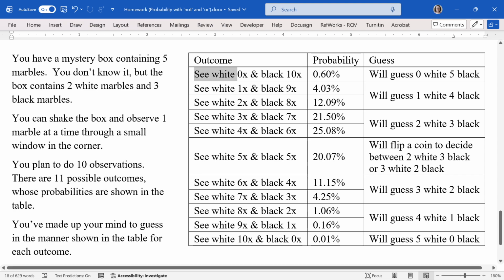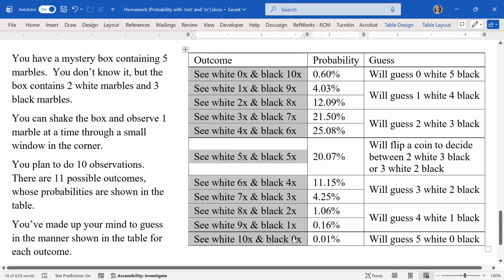Out of those 10 times, you could see white none, 0 times, and see black 10 times. That's possible. I mean, there are white marbles in there, but it's possible that you just randomly don't see those ones. Or you could see white 1 time and black 9 times, white 2 times, black 8 times, and so on and so forth, all the way down to the end. You could see white 10 times and black 0 times.